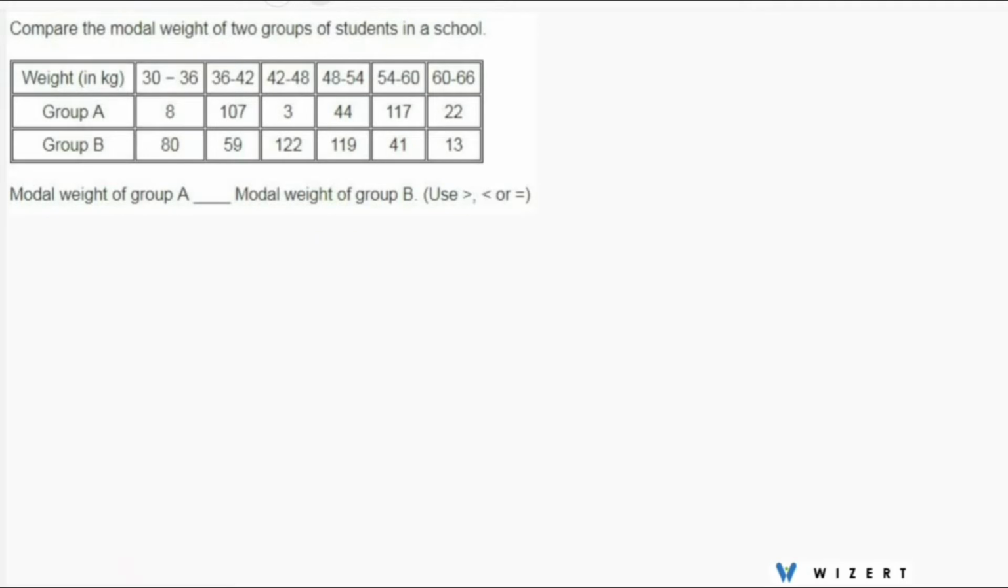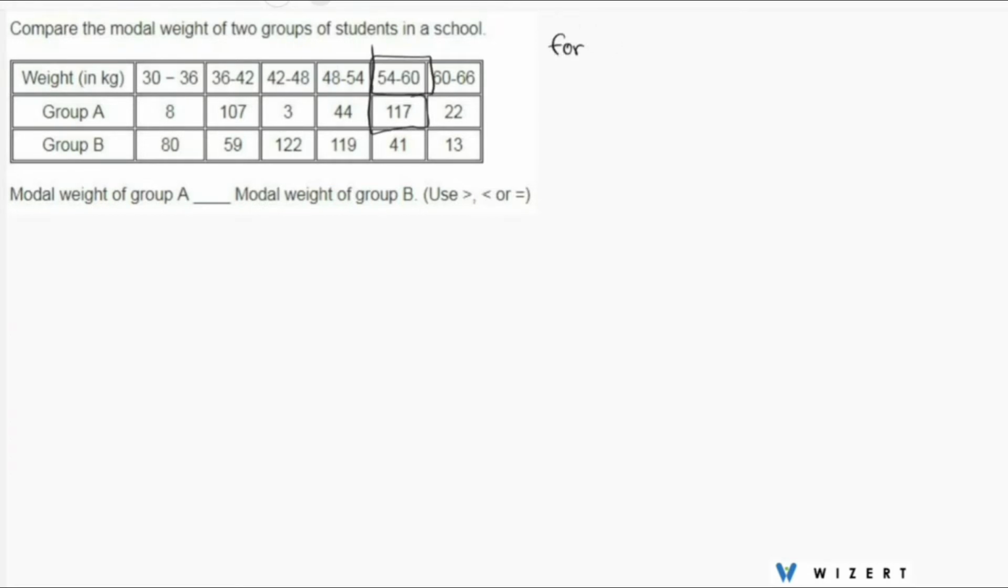We have this question here. Compare the modal weight of two groups of students in a school. Now we know modal weight or mode is basically the value with the highest frequency. So in this case for group A, the modal class is 54 to 60.